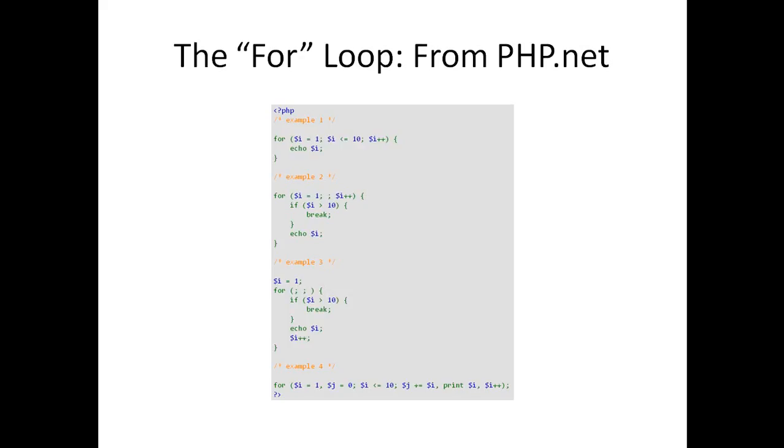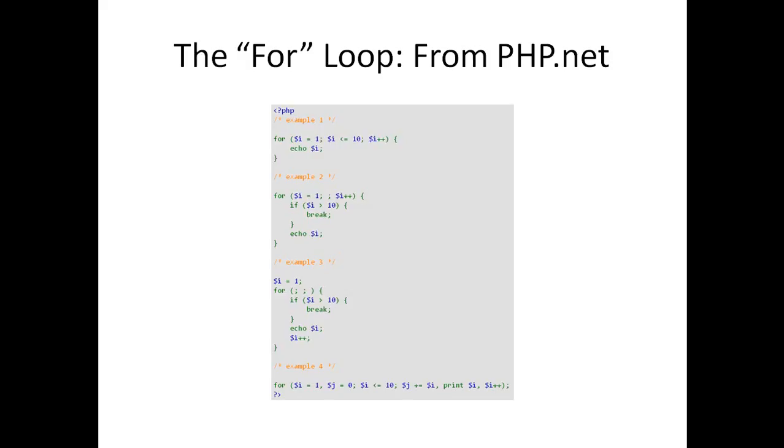Here's the for loop from PHP.net. Okay, a couple of different examples. The break basically says at that point when that condition is met, come out of the loop. Okay, because if you notice in the second example, expression 2 is missing, which means the loop would run indefinitely. So you can use the break statement there.